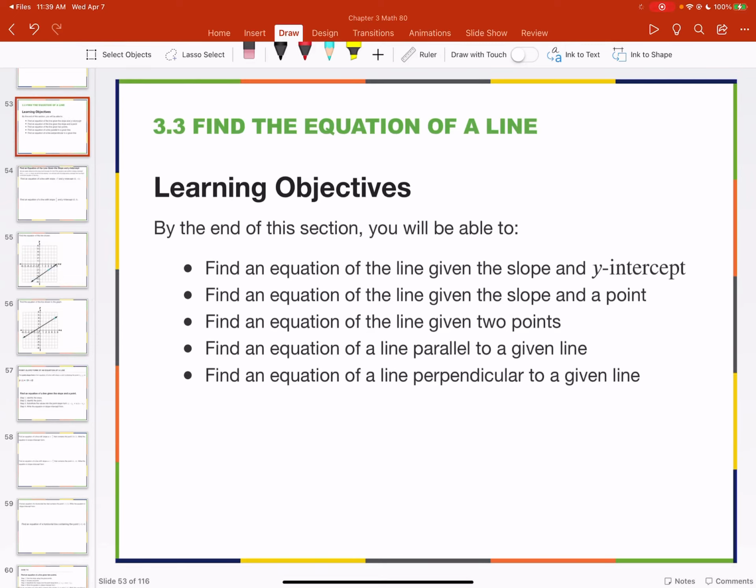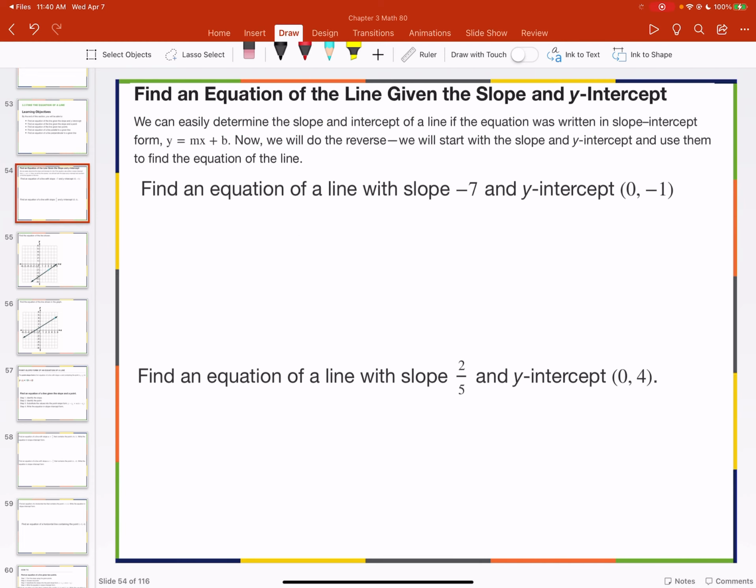Hello, welcome to section 3.3, which deals with finding the equation of a line. And there are a bunch of ways to do that. So let's get into it. We're going to do first, given the slope and the y-intercept.